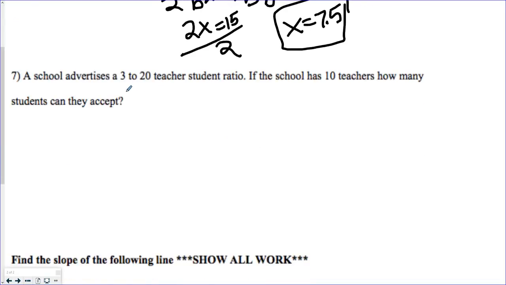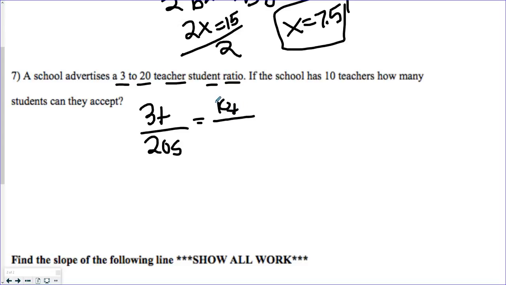Same for number 7. Advertises a 30 to 20 teacher to student ratio. So that means 3 teachers per 20 students. So the school has 10 teachers right now. We want to know how many students could they make, or how many students could they get in order to keep this ratio consistent. That way they don't have a different ratio than what they're advertising.